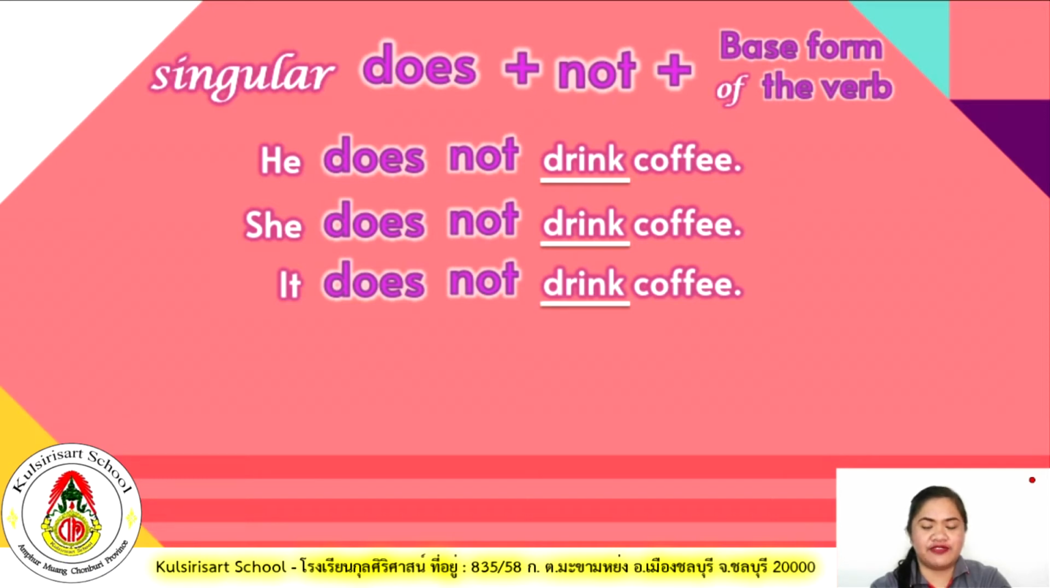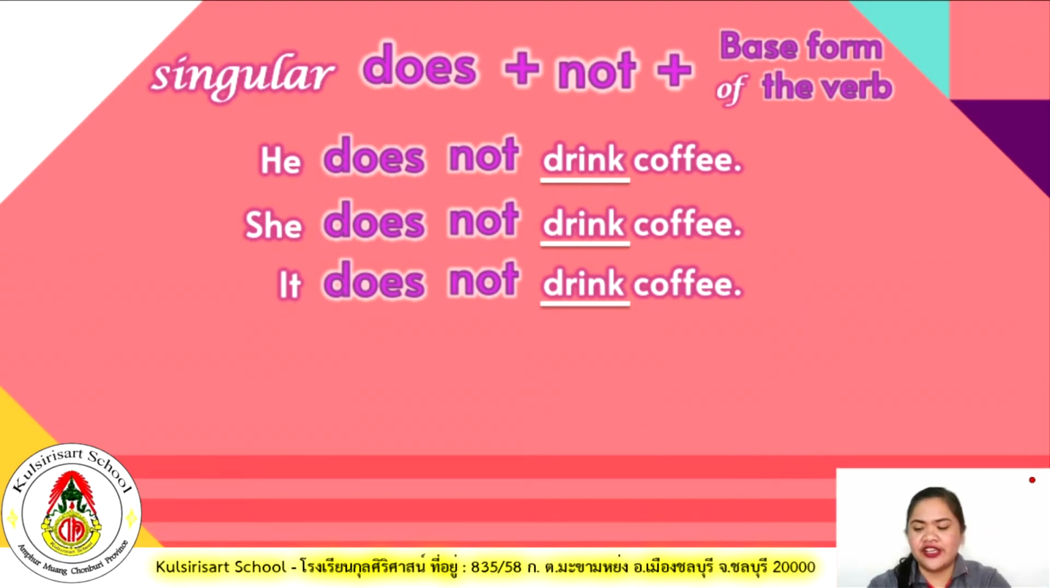So, let's read the following sentences. He does not drink coffee. She does not drink coffee. And it does not drink coffee. Do you understand?